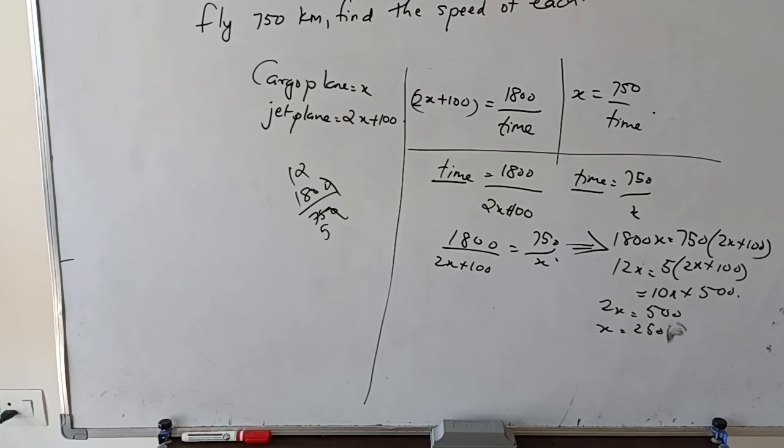And in order to find the speed of the jet plane, you need to substitute the value of x in 2x plus 100, which is 2 into 250 plus 100, which is 500 plus 100. You will get 600.